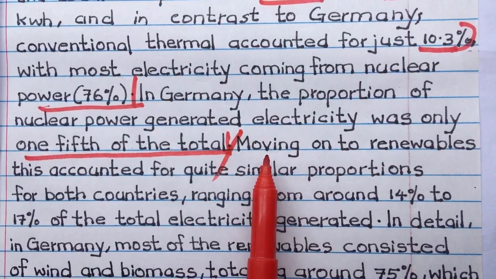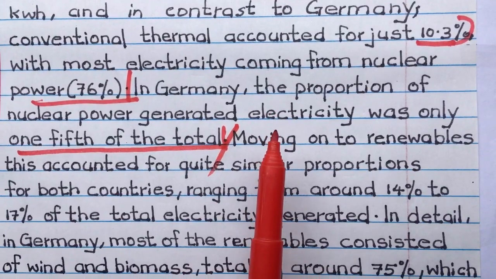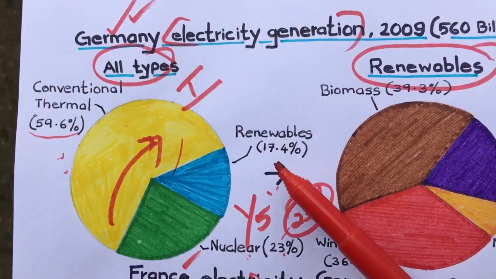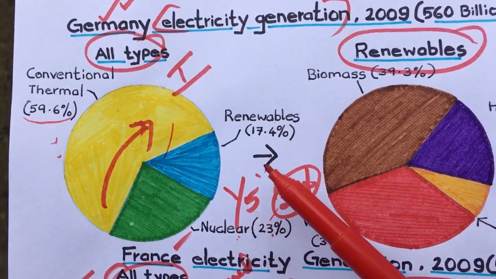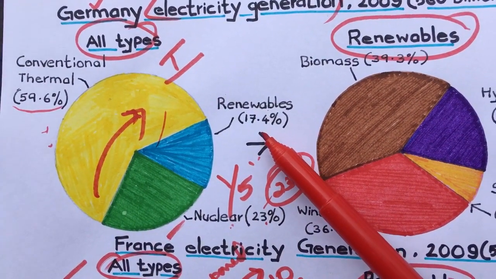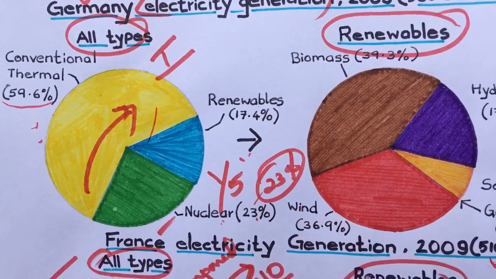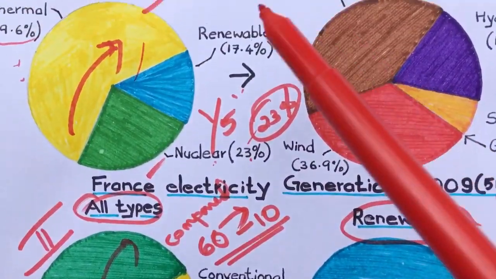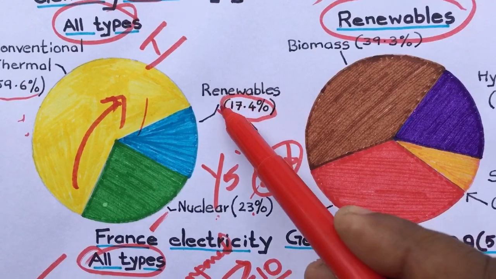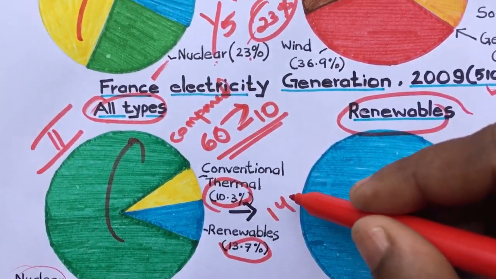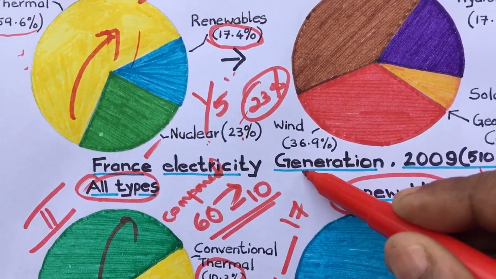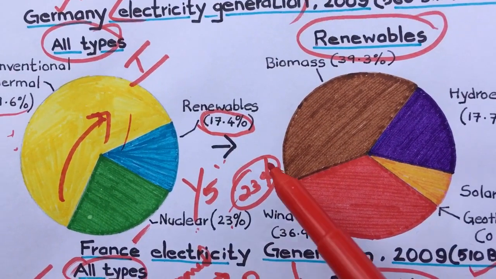Now we have discussed all types of energy. Move to the renewable. This accounted for quite similar proportions for both the countries, ranging from 14% to 17%. So renewables is about 14%. It is somewhat 17% here, and somewhat 14% here. So I have given a range of 14% to 17%. Okay, so that's a range.